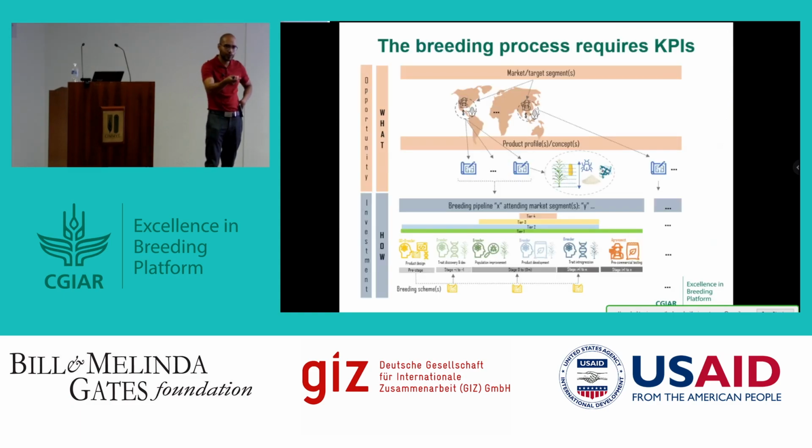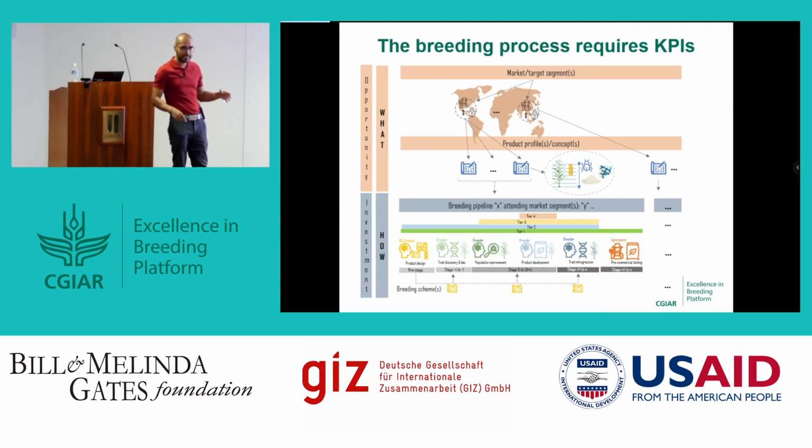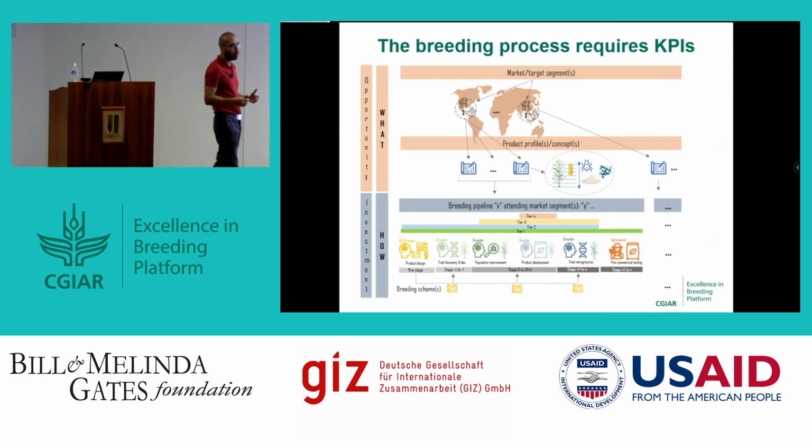Okay, so why do we need key performance indicators, Elisa? So we were talking about the breeding process, and that we have all these market segments, product profiles, and then breeding pipelines attending them. Basically, you can come up with different numbers to assess how good you are doing in the different activities. You can maybe come up with a number for how many plots your technician is putting in the field. That could be a KPI.